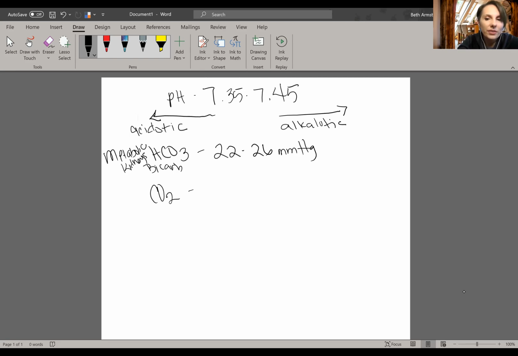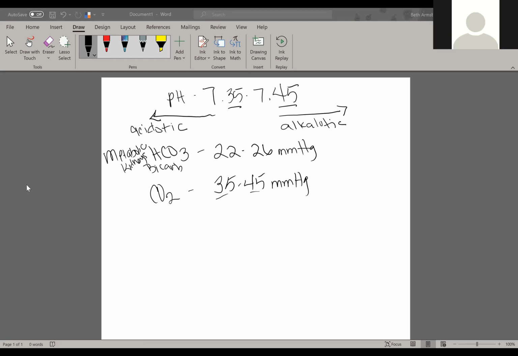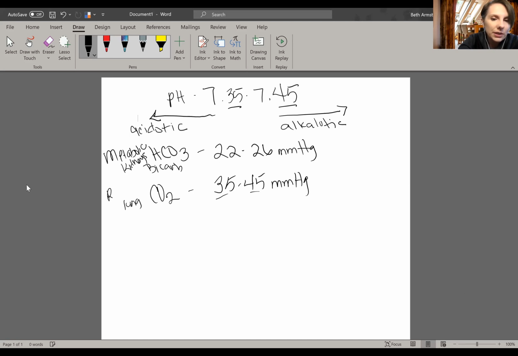Oh, good, 35 to 45, very good. So 35 to 45 millimeters of mercury. That one's easy to remember because just look, 35 to 45 right there, right? And then you have 35 to 45, right? So this guy, your CO2 comes from where? The lungs, the respiration. Yeah, it comes from your lungs. So therefore, that's your respiratory component, correct? Perfect.